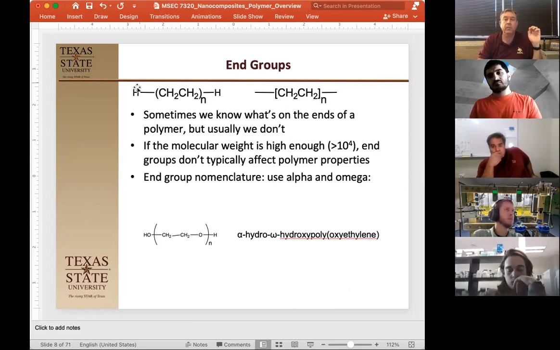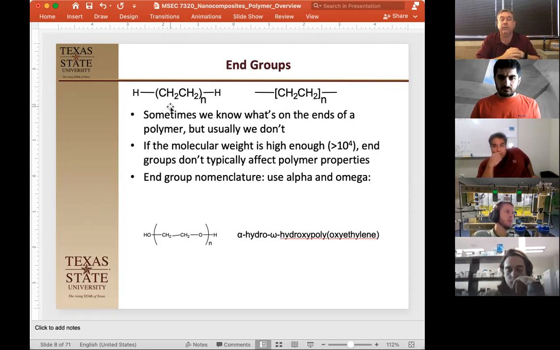Most of the time, they end up being hydrogen or whatever functional group you made that polymer out of. Let's say you have a polyamide, it's going to either be a carboxylic acid or an amine at the end of the system. So you'll see that kind of different thing. But once we get above a certain molecular weight, it's very difficult to find, and it really doesn't change. However, we can name them.